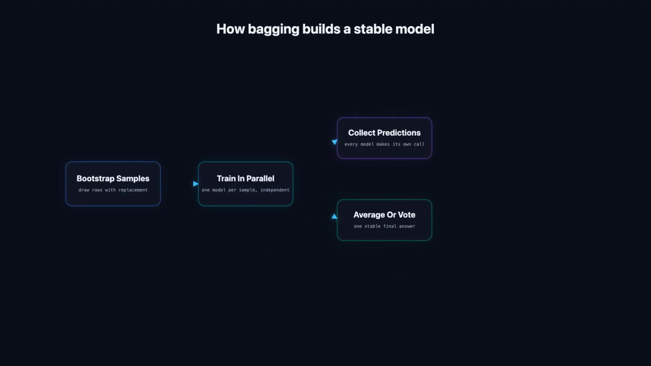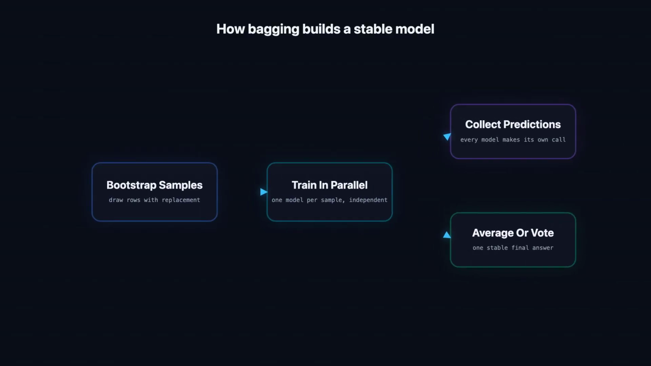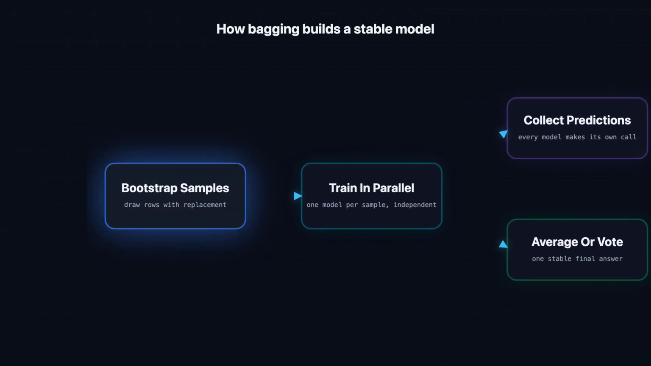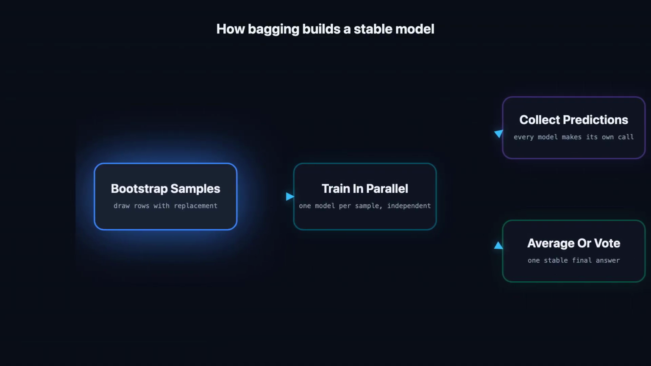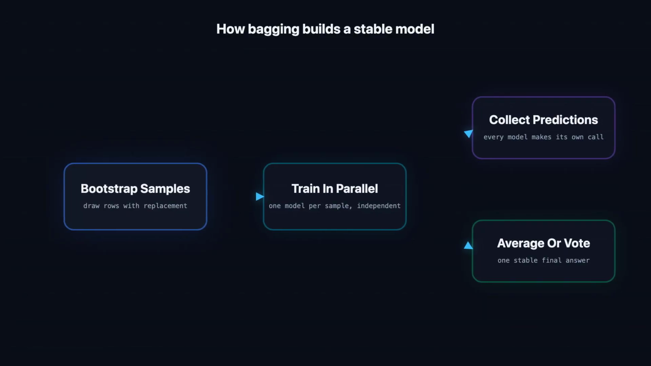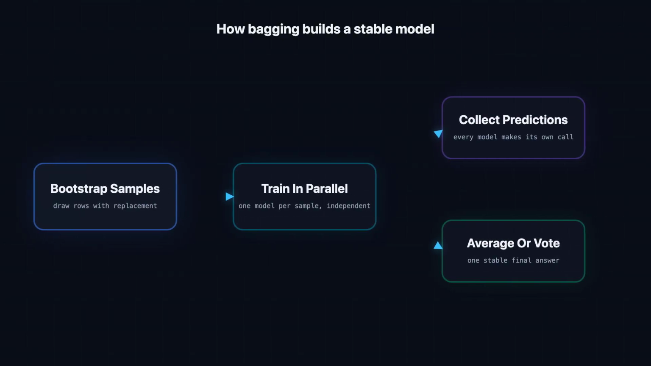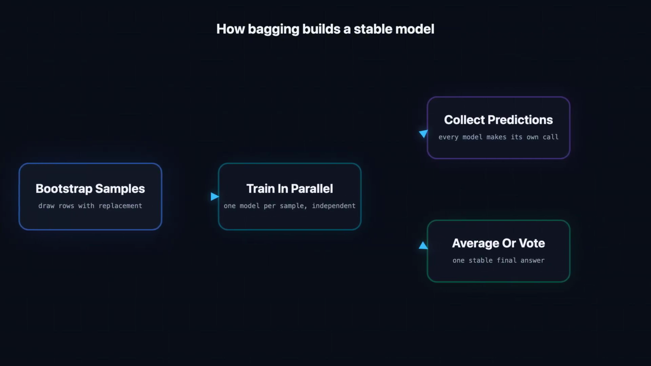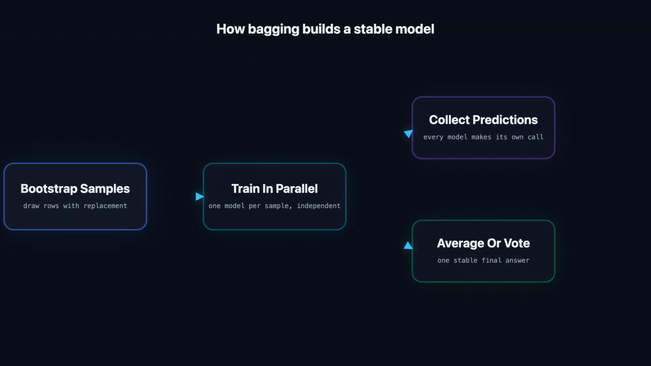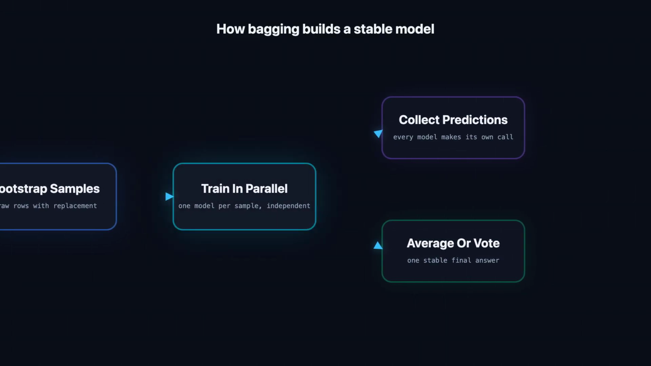At its core, bagging is a short pipeline you can trace end to end. Follow it one stage at a time. It starts with the bootstrap sample. Take your training set and draw the same number of rows, but sample with replacement, so some rows appear twice and others not at all. Each draw gives you a slightly different view of the data, and you make many of them, one for every model you plan to train.